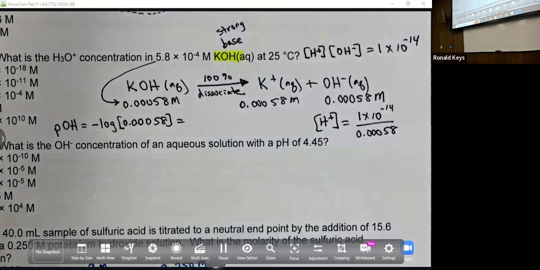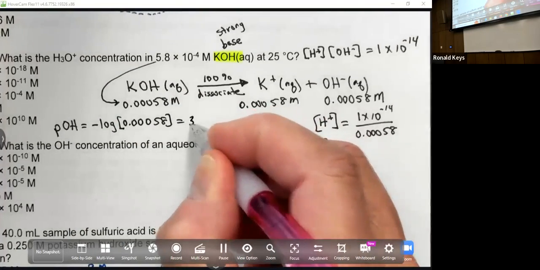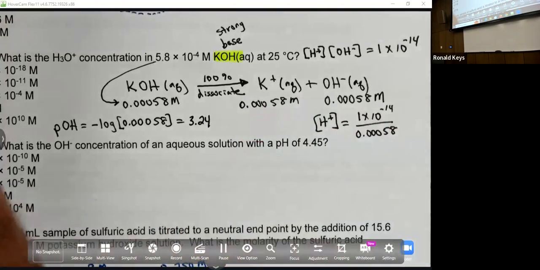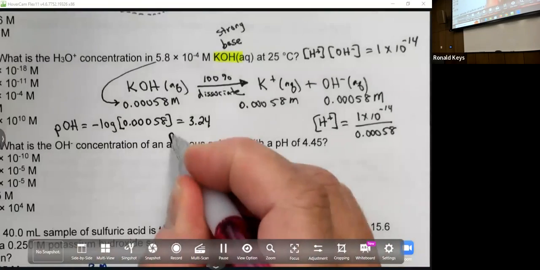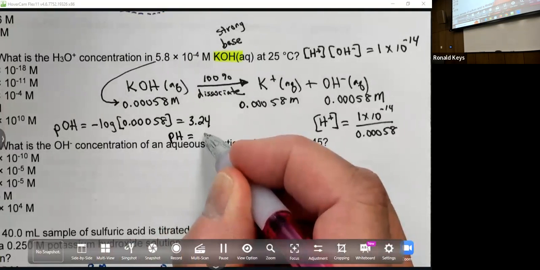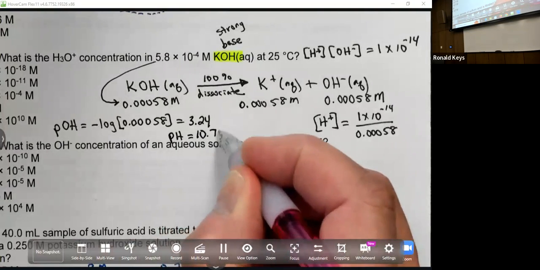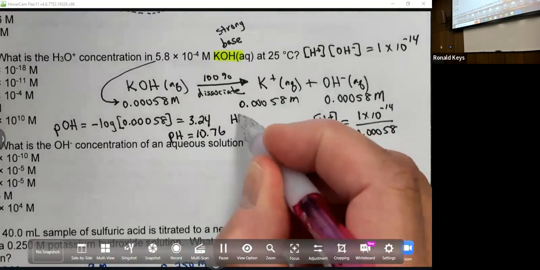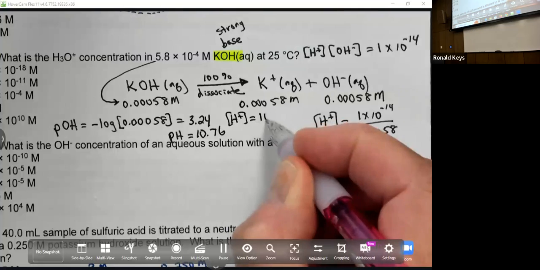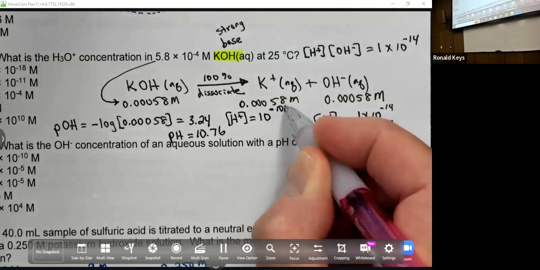If we take the negative log of that, we are going to get what? 3.24. We get 3.24 here. But that's the pOH. That means the pH is 14 minus that, which gets us 10.76. And then the H plus would be 10 to the negative 10.76.